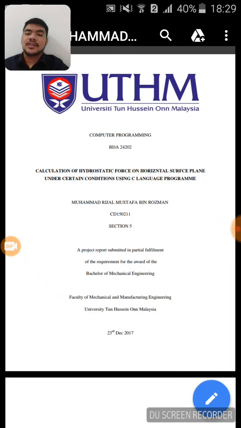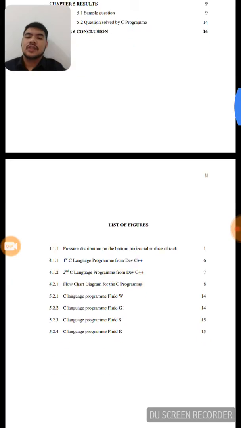So today we're going to discuss the calculation of hydrostatic force on a horizontal surface plane under a certain condition using a C language program. So I'm going to start with the introduction.